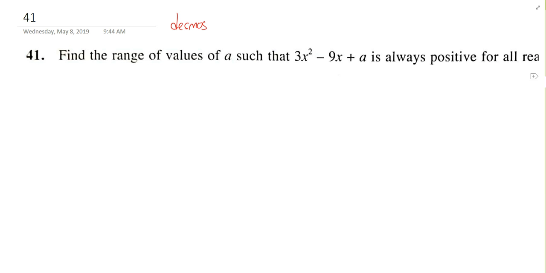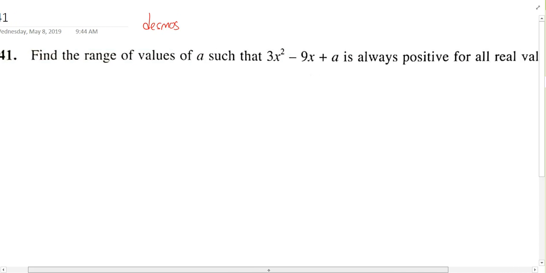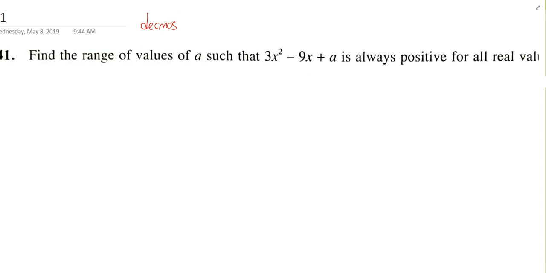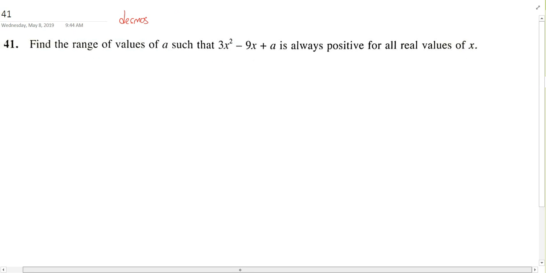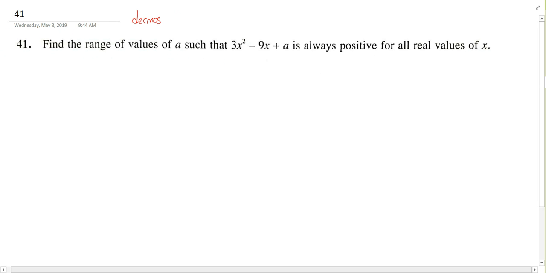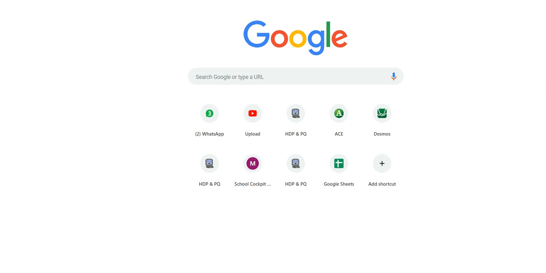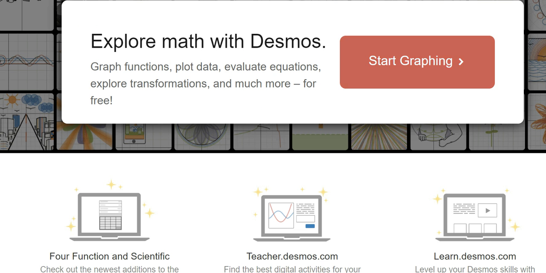Next. Question 41. Find the range of values of a such that 3x squared minus 9x plus a is always positive for all real values of x. Anybody don't quite understand the question? Very hard to visualize. Okay, good. So let's do it.